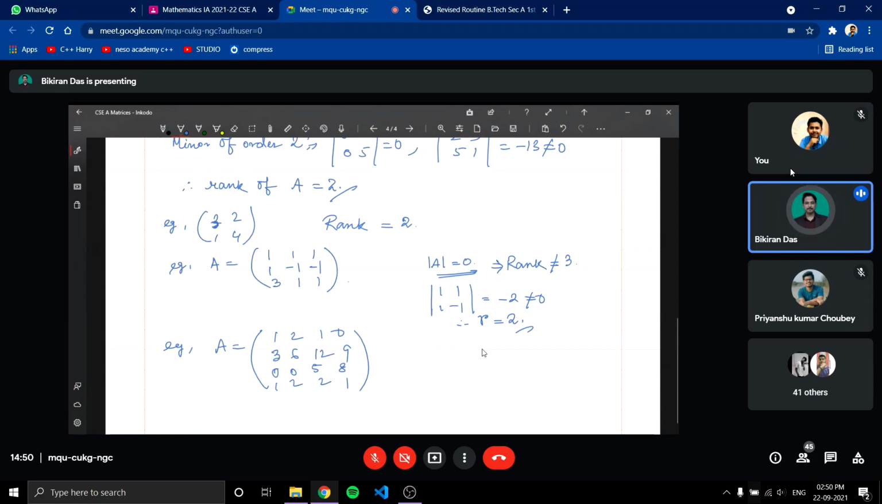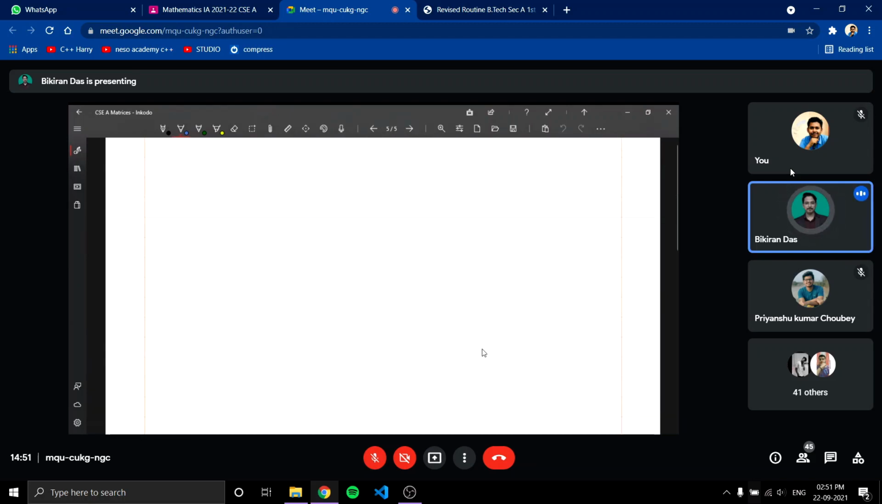For smaller matrices up to order 3, it is okay to find rank using this method. But obviously, when the order increases, this process is not that convenient. For that, we will be moving to the next portion. We will be finding again the rank of a matrix using elementary operations. Rank of a matrix using elementary operations.